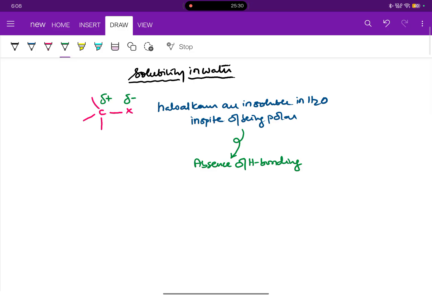Maybe chlorine will form with water, but the tendency of formation of that hydrogen bonding is not much prevalent compared with other electronegative atoms like nitrogen, oxygen, and fluorine. Hence you cannot say that it will be soluble in water.